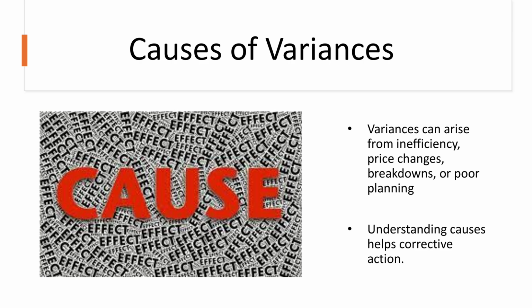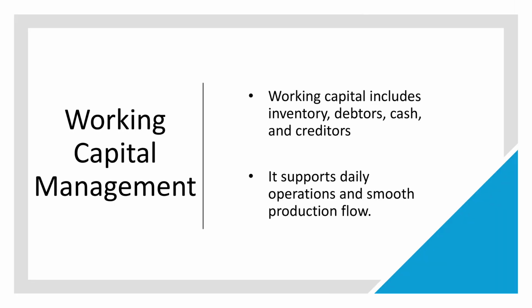The last major financial area in KTO1 is working capital. Let's take a look. Working capital consists of current assets and current liabilities required for daily operations. Let's take a look at components of working capital. 1, inventory, which consists of raw materials and finished goods. 2, debtors, known as accounts receivable, which is customers who owe payments. 3, cash. 4, creditors, which is accounts payable, suppliers that must be paid.